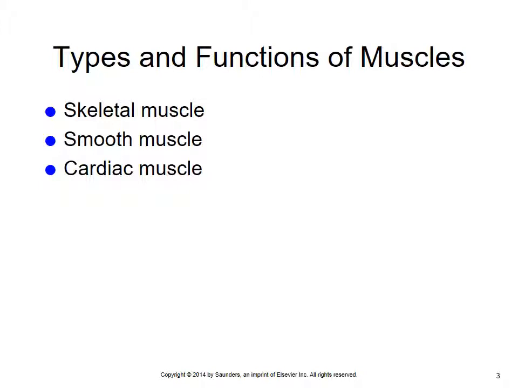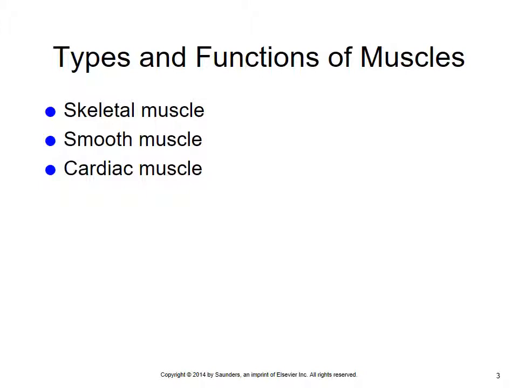On the other hand, smooth muscle cells, or visceral muscles, are non-striated and they're involuntary. So this is something we don't think about. We don't think about digestion. We don't think about breathing. And the contraction of smooth muscle enables the viscera or organs to perform their functions.